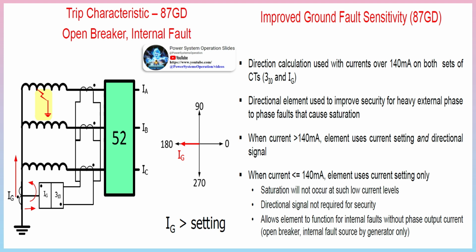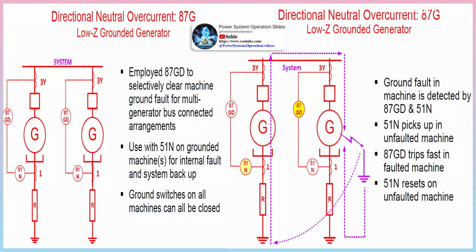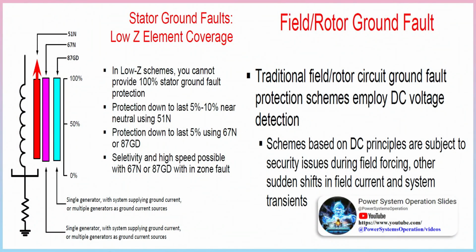67N is set faster than 51N and may use a short definite time delay. Ground current should not flow into a generator under normal operating conditions. It may be applied on ungrounded machines for ground fault protection if the bus or other generators are a ground source. Directional neutral overcurrent, 87G, low Z grounded generator: the 87GD element provides selectivity on multiple bus machine applications. It requires phase CTs, or a terminal side zero sequence CT, and a ground CT.